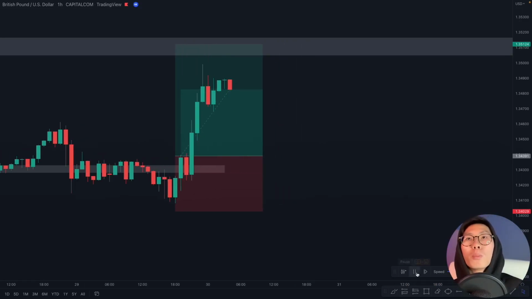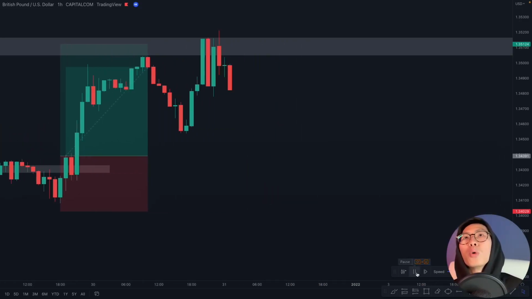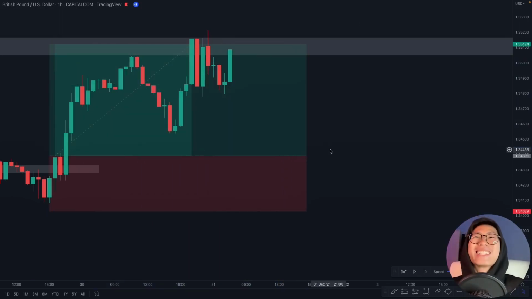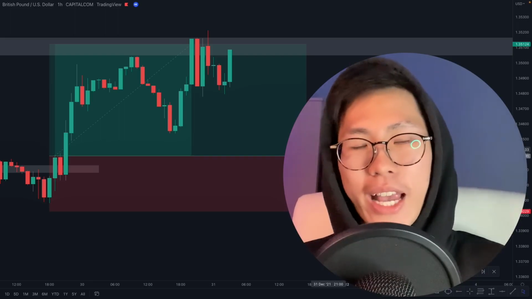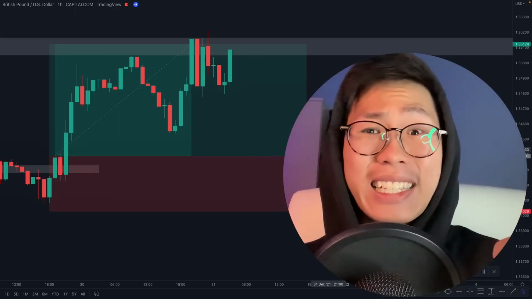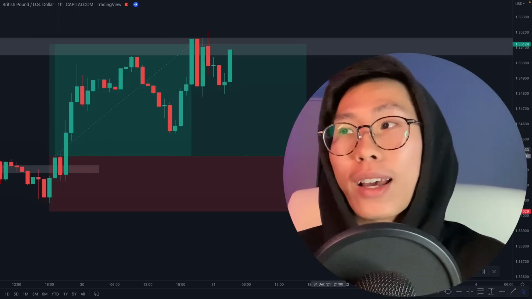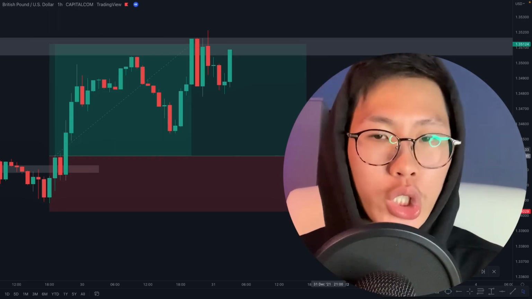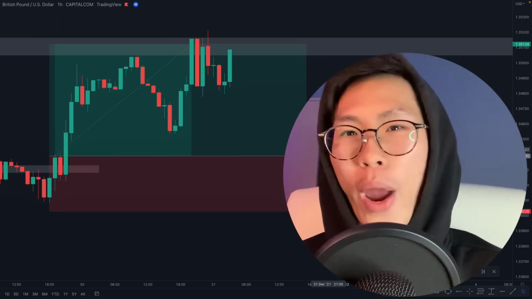Boom. Smash our take profit just like that, guys. As simple as that, boys. Price action trading works. This entire strategy works. This is easy and it also works, right? You don't need super complicated indicators, none of that. Price action trading is the way to go. It's the way to go.